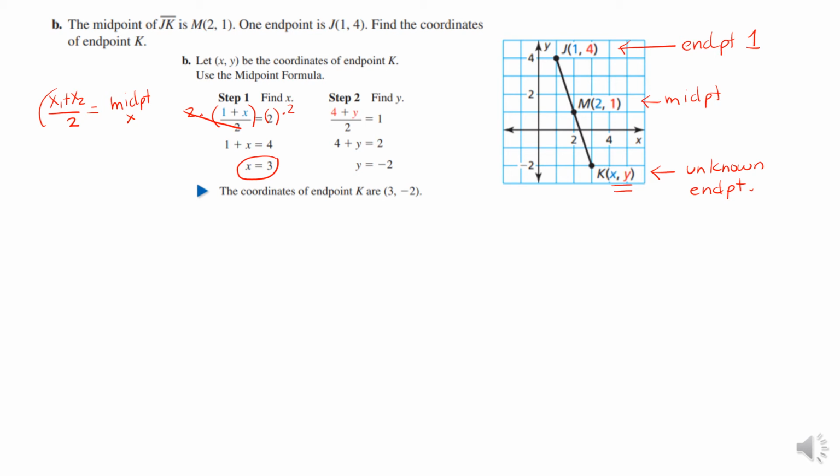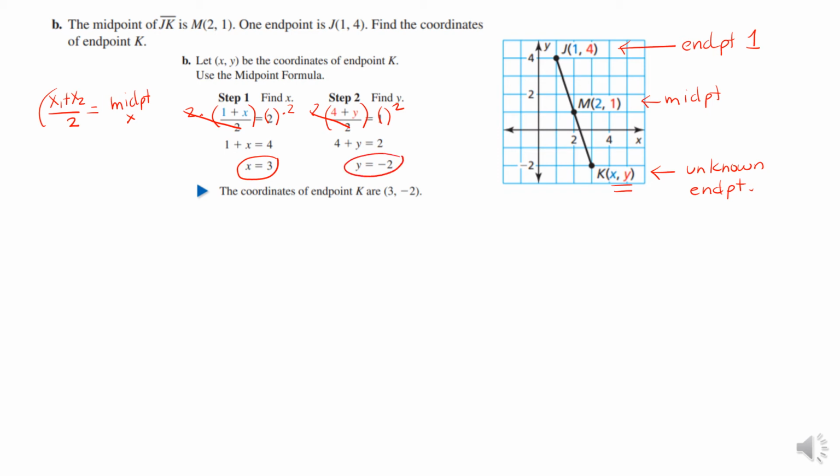You're going to set it up the same way for your y. You're going to put the y that you know there and the y that you don't know in place of the other endpoint. You're going to then divide it by 2, and then set it equal to the midpoint y that they gave you. Now you're going to protect the whole thing, multiply both sides by 2. Those cancel. We get 4 plus y equals 2 times 1 is 2, and you solve for the y.